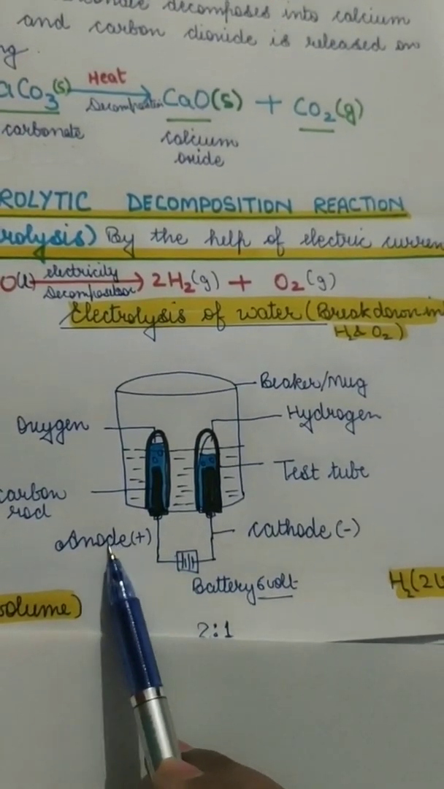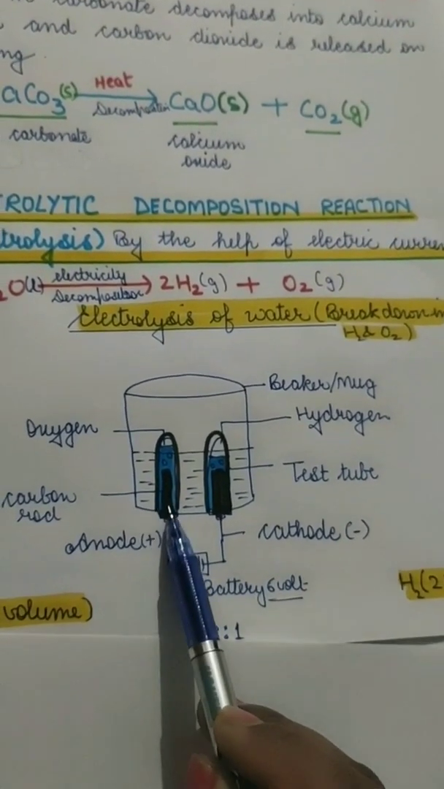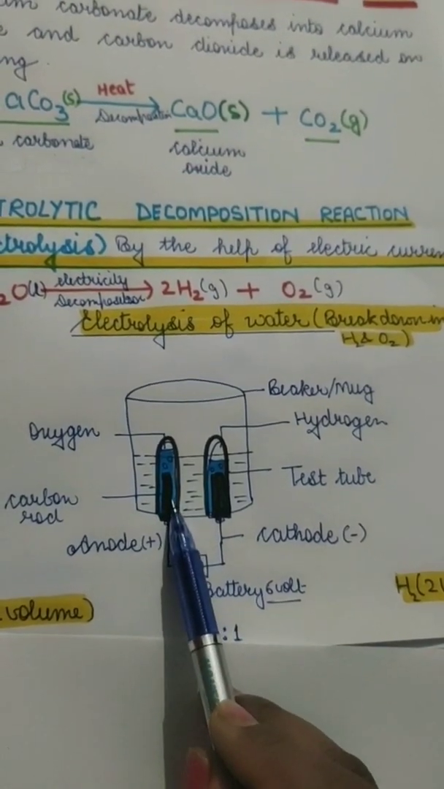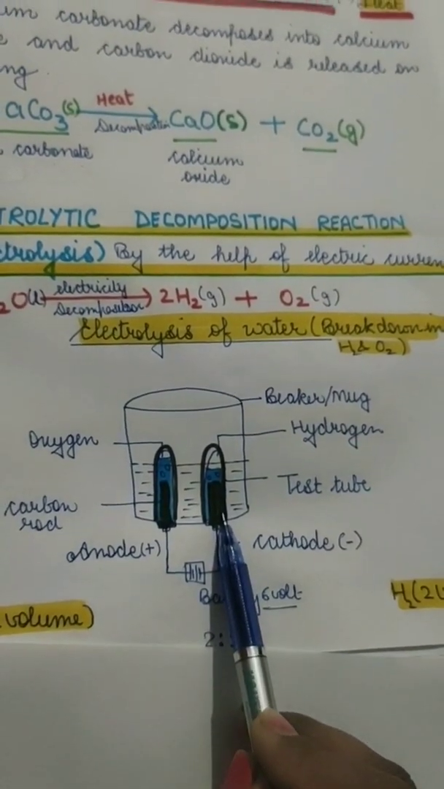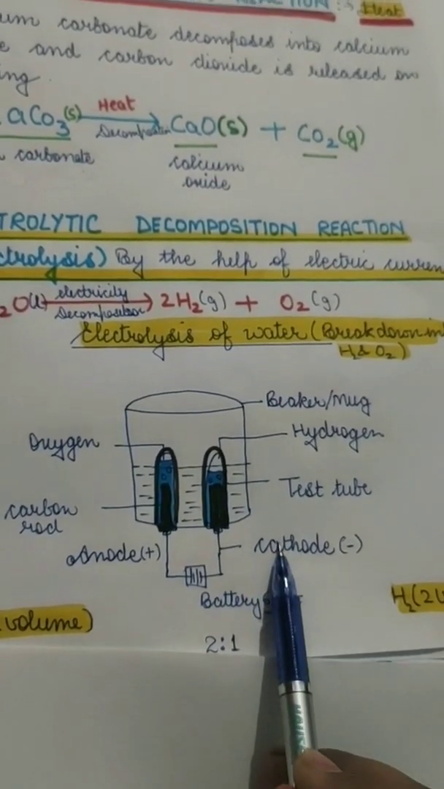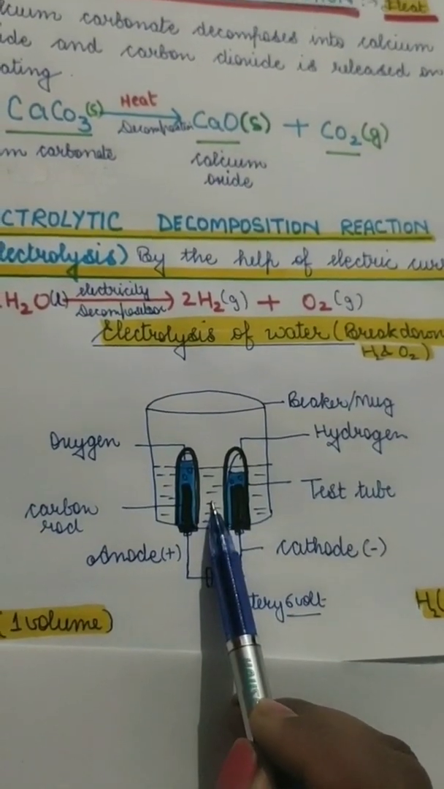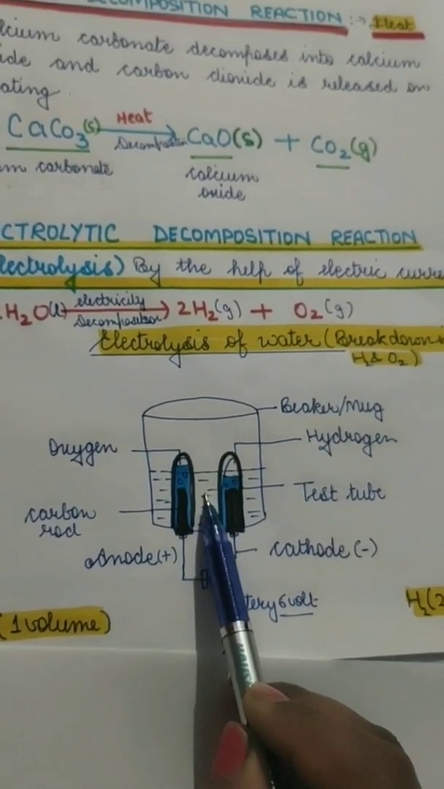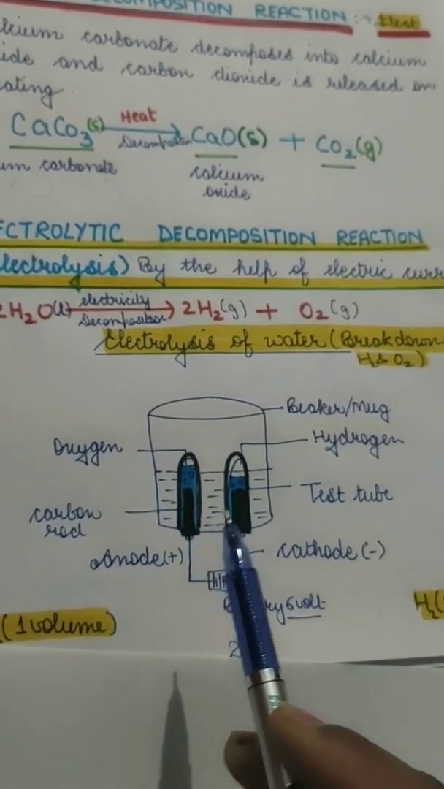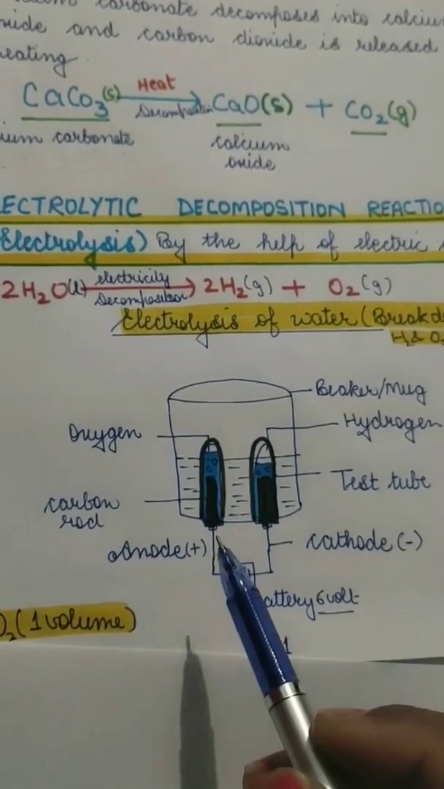The positive is called the anode and the negative terminal is called the cathode. So the graphite rod connected to the positive end of the battery is called the anode, and the graphite rod connected to the negative end of the battery is called the cathode. Now we fill it with water and add some acid to it, so that the water becomes an electrolyte or a conductor. Now what we do is pass the electric current.